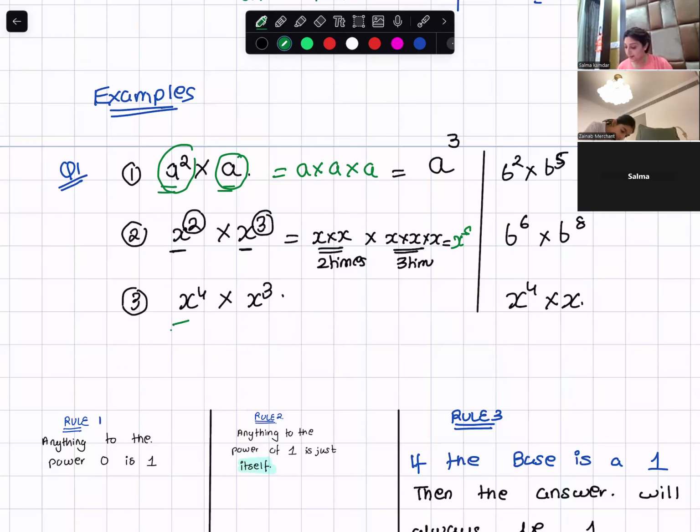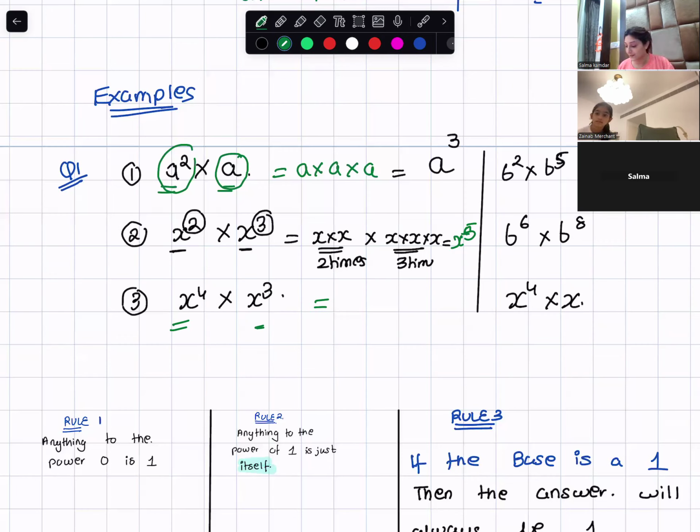Now over here, the first X I need to write 4 times and the other one I need to write 3 times. So 4 plus 3. So I will write X, 4 plus 3 is how much?